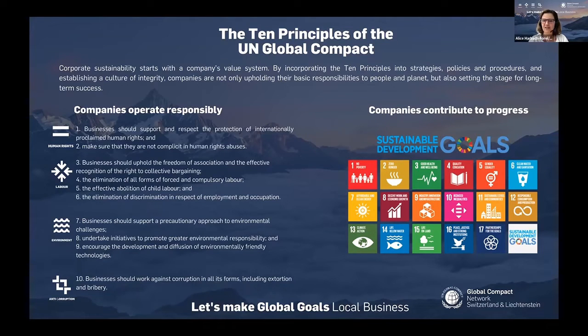We encourage dialogue and knowledge exchange between experts and the private sectors. And we support our member companies to act responsibly along the 10 principles that you see on the screen and to develop innovative solutions to achieve the SDGs that you also see on the screen.